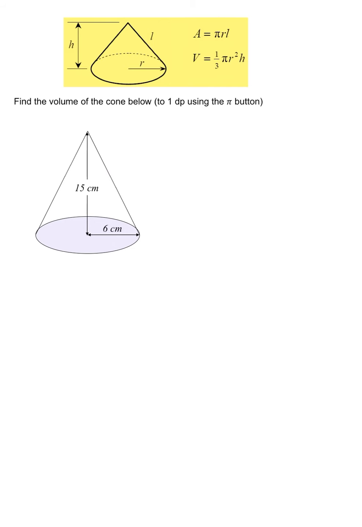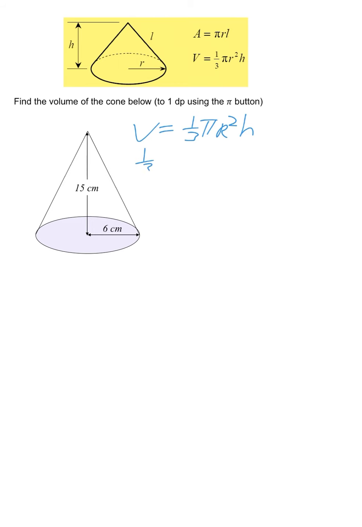So for the following question, we need to find the volume of the cone below to one decimal place using the pi button on the calculator. So we're given the vertical height and we're given the radius. We don't need the length then, so that slant height, we only need that for surface area. So let's write out the formula. So volume equals a third pi times radius squared times height.